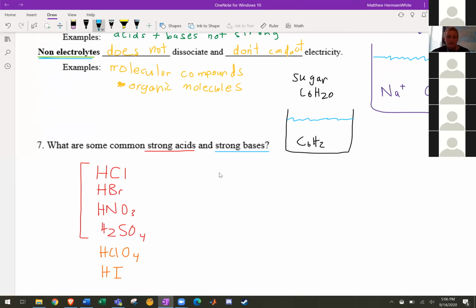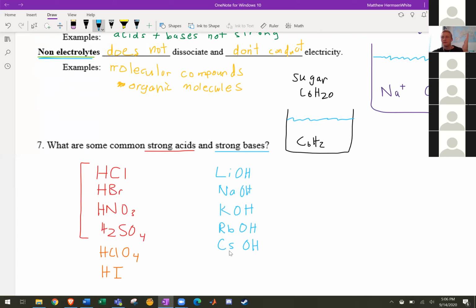Now the strong bases. A base is when you attach a hydroxide on the end, or an OH. So I'm just going to list these ones out also. Lithium hydroxide, sodium hydroxide, potassium hydroxide, let's see, rubidium hydroxide, cesium hydroxide.